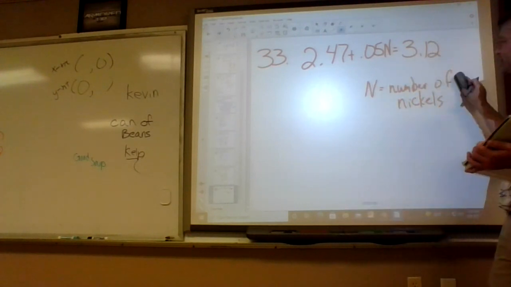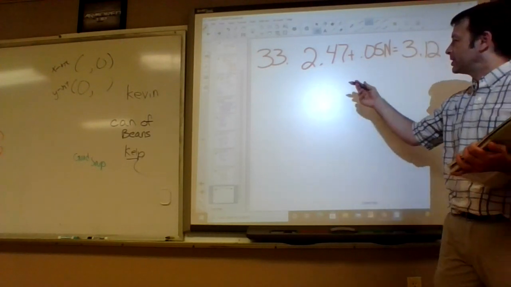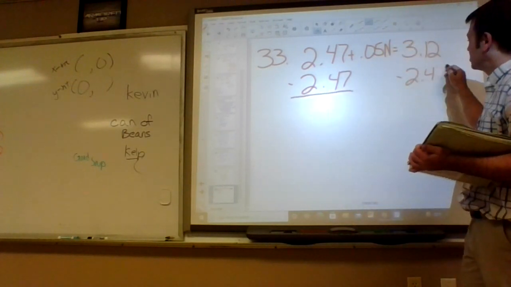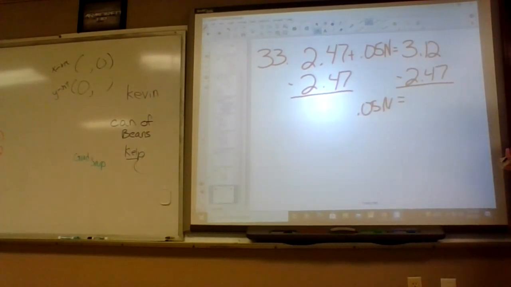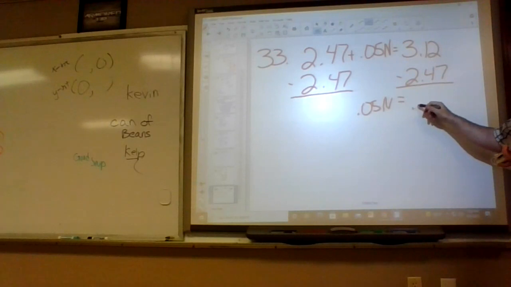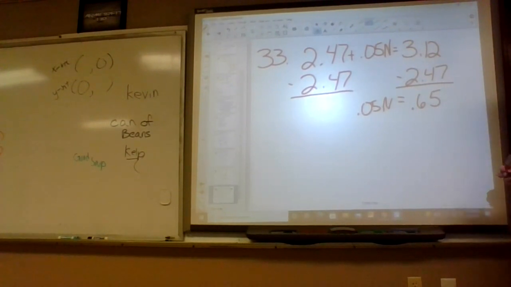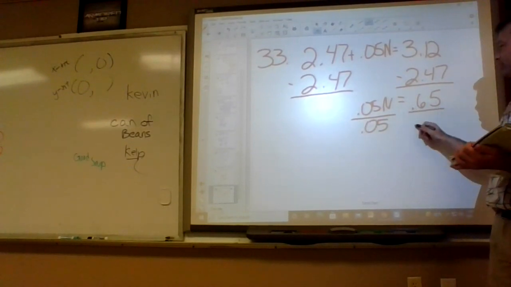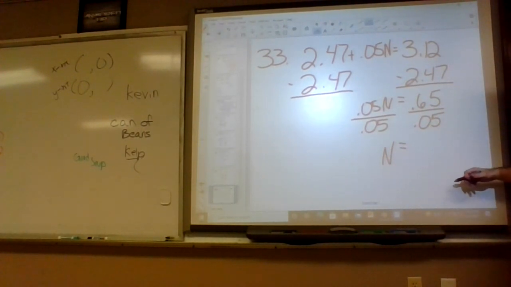Okay, but at this point it's a basic equation, right? That was the hard part. So what do I do to solve? Subtract, just like the last problem we did. Subtract first. And we get 5 cents a nickel. Let's see, what is that? Is it 65 cents? I think it is. All right, now what's my last step? Divide by 0.05.